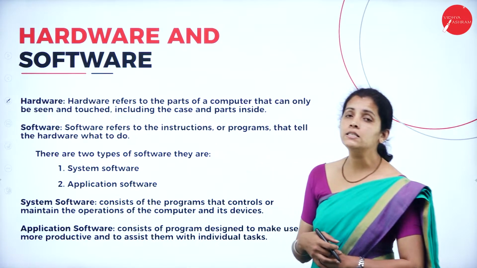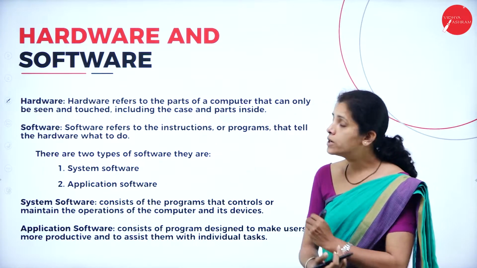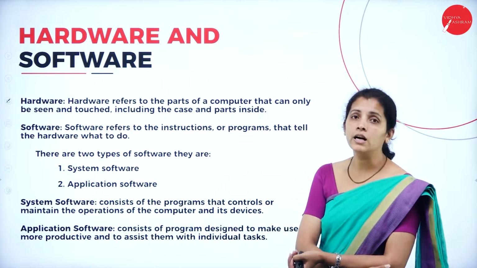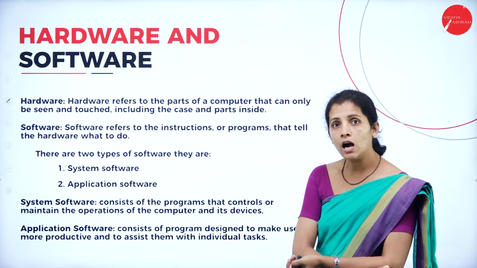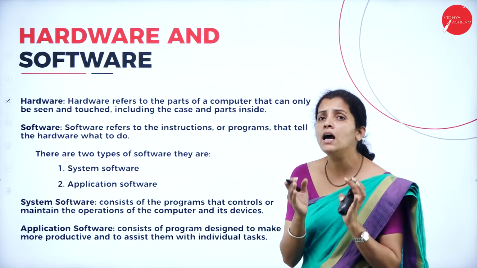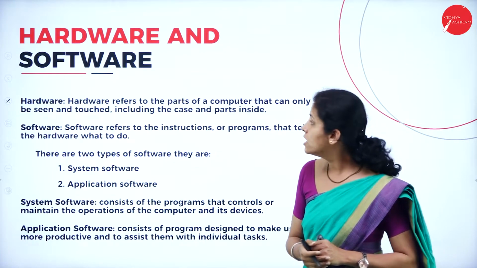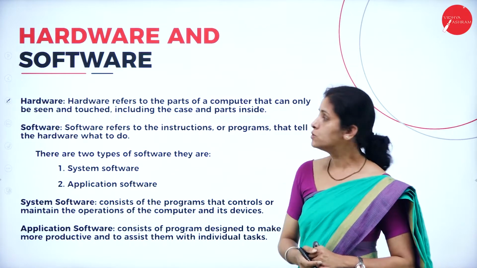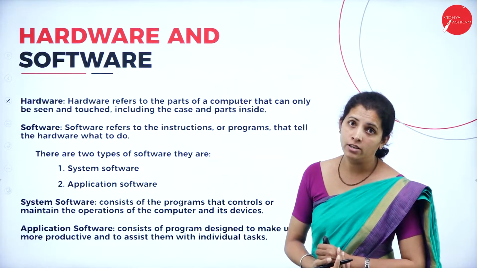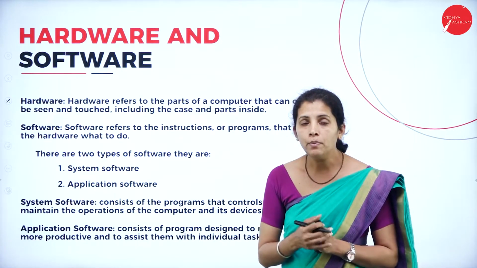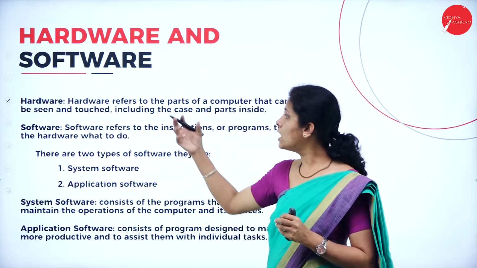So, what is hardware? Here hardware refers to the part of a computer. What is hardware here? It is nothing but the part of computers that can be touched. We can see it. For example, monitor, CPU. I can touch the keyboard. These are the examples for hardware.